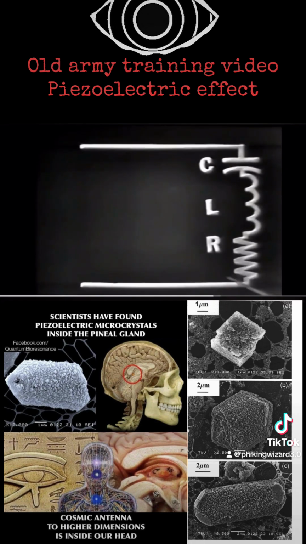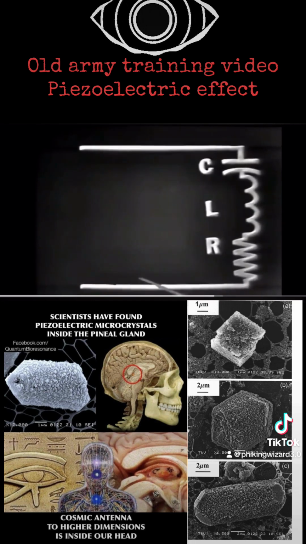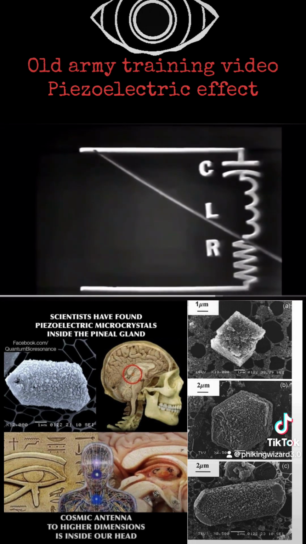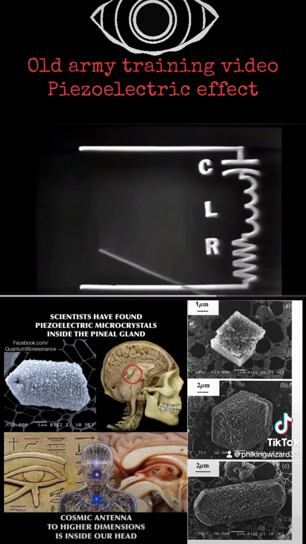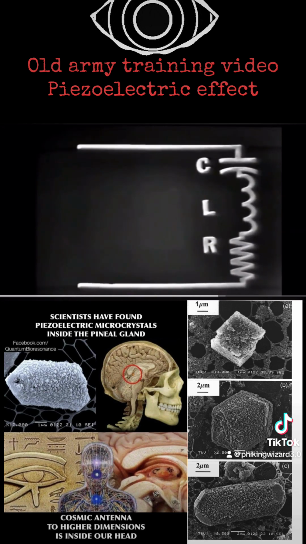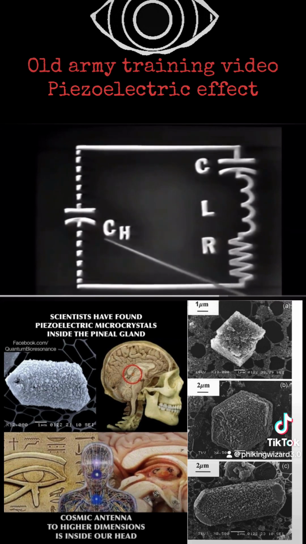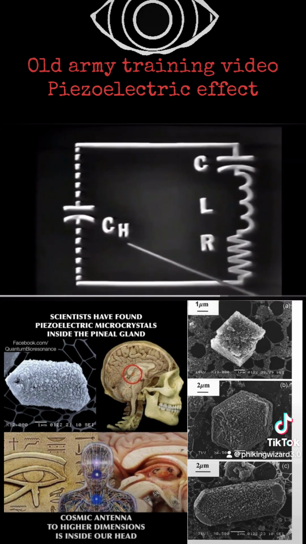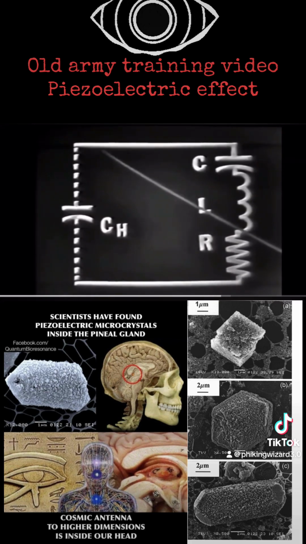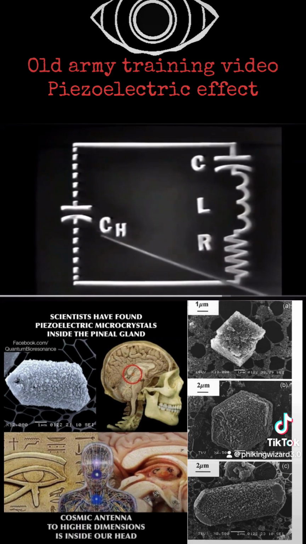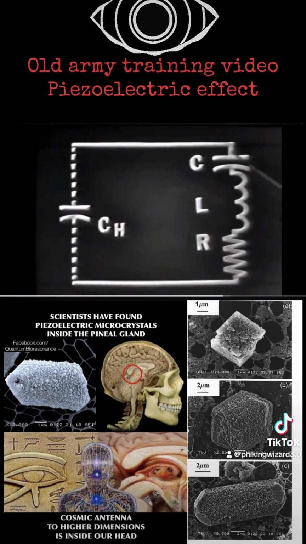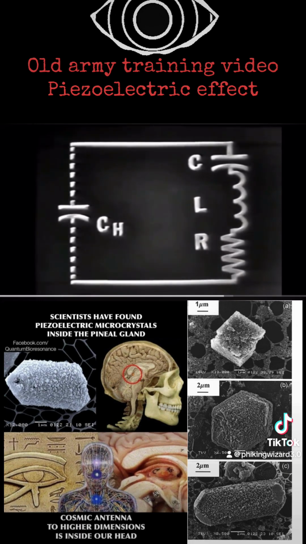Now, when the crystal is placed in the holder, the capacitance of the holder will be placed in parallel like this. CH, the capacitance of the holder. So this capacitance represents the holder capacitance. This represents the vibrating crystal.